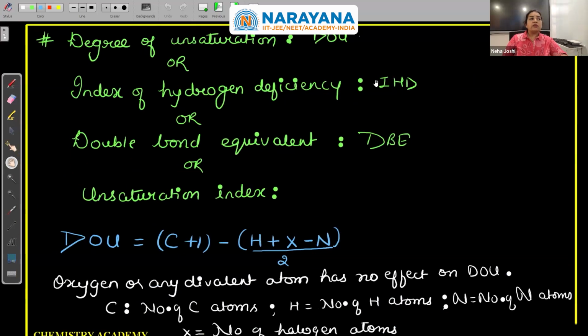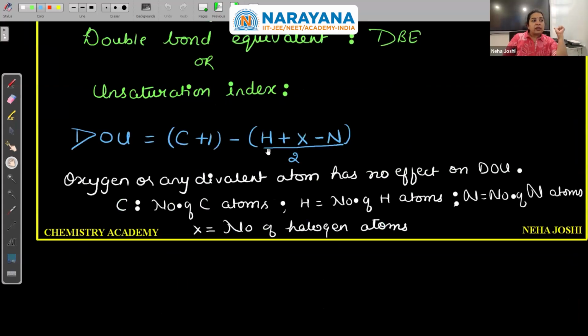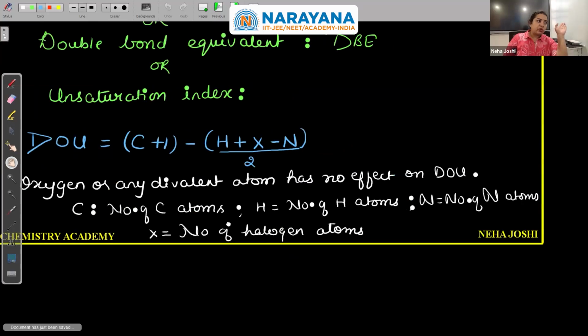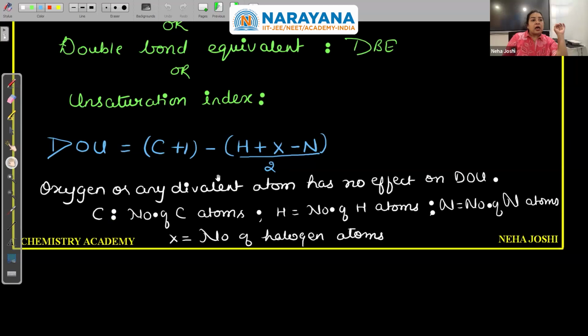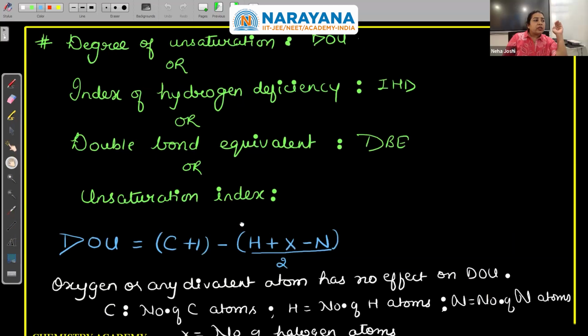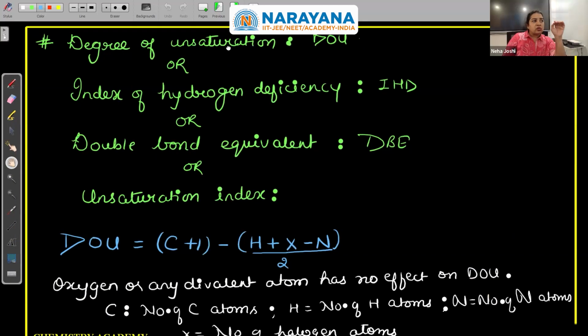Now coming to degree of unsaturation. Degree of unsaturation is also known as index of hydrogen deficiency, double bond equivalent, or unsaturation index. All these are names of degree of unsaturation, with abbreviations DOU, IHD, DBE, etc. The formula is C plus 1 minus H plus X minus N by 2. Very good, we know the formula. Now, the very important point is, what is degree of unsaturation?